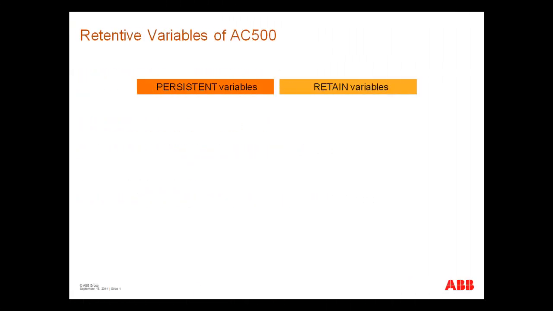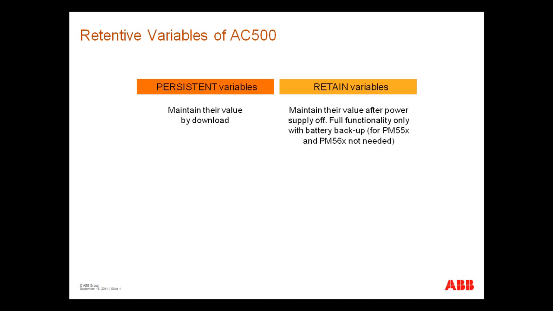We distinguish between two types of retentive variables of AC500: the persistent variables and the retained ones. Persistent variables maintain their value by project download. They are appended to the program code. Retained variables maintain their value after power supply off.